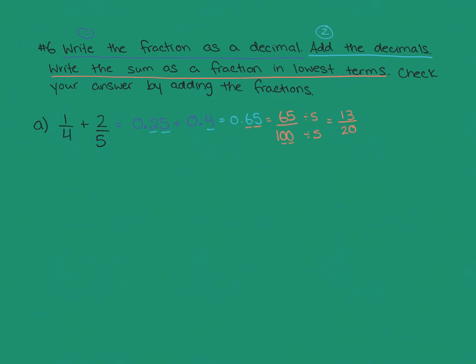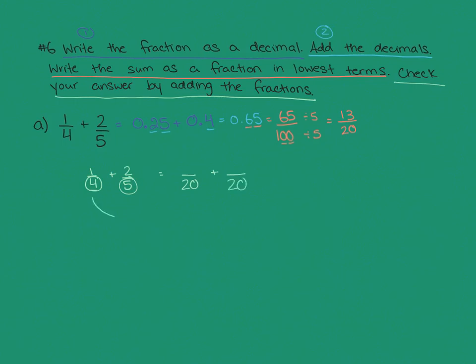Now their final step is to check your answer by adding the fractions. Now this is where we're going to get a little bit tricky. So we have 1/4 plus 2/5. We need to turn these into fractions that have the same denominator. So 4 and 5 can both become 20.